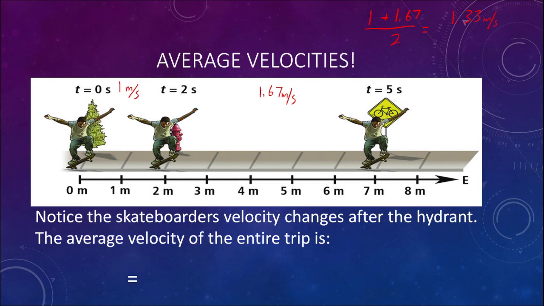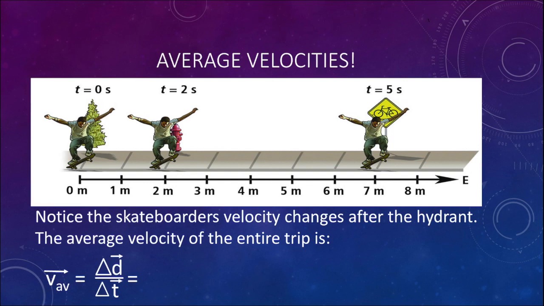The reason why this is not correct is because we are moving at 1 meter per second for 2 seconds, and yet we move faster for 3 seconds. So these two speeds are not equal portions of the total. To find our total average velocity, we must go back to the equation. Our average velocity is our total displacement divided by the total change in time.